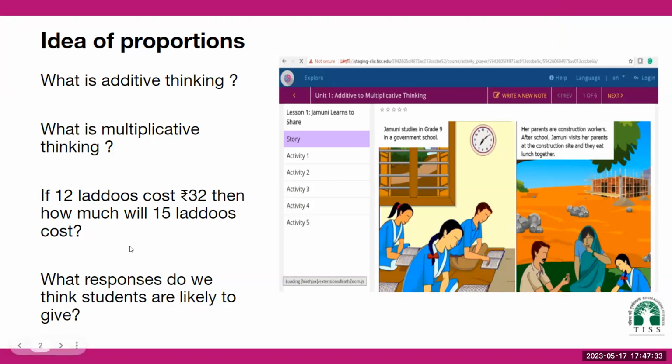Yeah, so since I did it mentally, I found the cost of 3 laddus. Because I thought with 12 and 15, it might be easier if I just find the cost of 3 laddus. So I'll add that, because 15 is only 3 more than 12. I'll just add that number to 32. So the cost of 3 laddus came out to be 8, and then I just added 8 to 32, which became 40. Okay, so this is how Neha did it mentally.